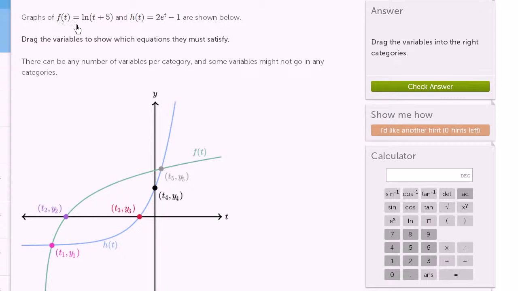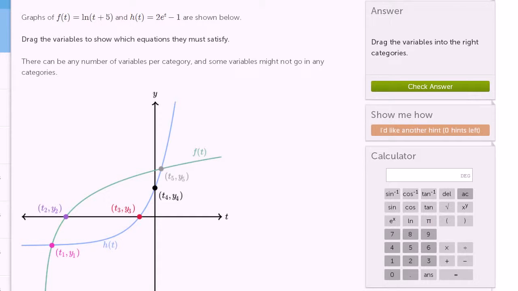The graphs of f of t is equal to the natural log of t plus 5, and h of t is equal to 2e to the t minus 1 are shown below. So this is f of t right over here. This is h of t right over here. Drag the variables to show which equations they must satisfy. There can be any number of variables per category, and some variables might not go in any category.